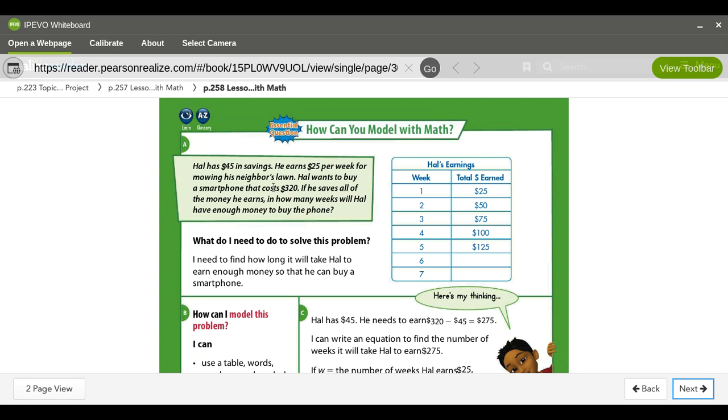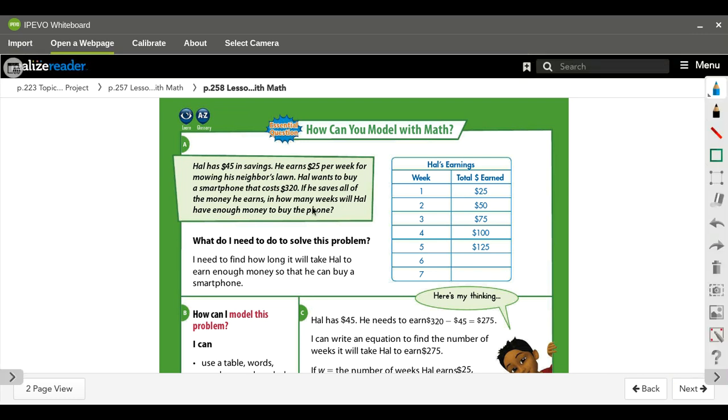It says, Hal had $45 in savings. He earns $25 per week for mowing his neighbor's lawn. Hal wants to buy a smartphone that costs $320. If he saves all of the money he earns, in how many weeks will Hal have enough money to buy the phone? So, what do we need to know? So, that's the first thing, the number of weeks it's going to take Hal to buy the phone. So, that's what I'm looking for there, how many weeks total.